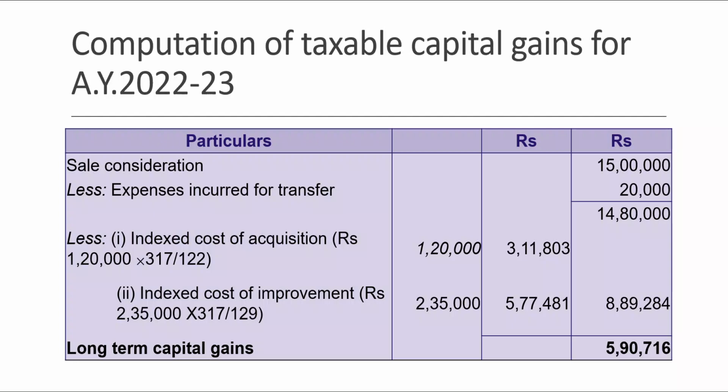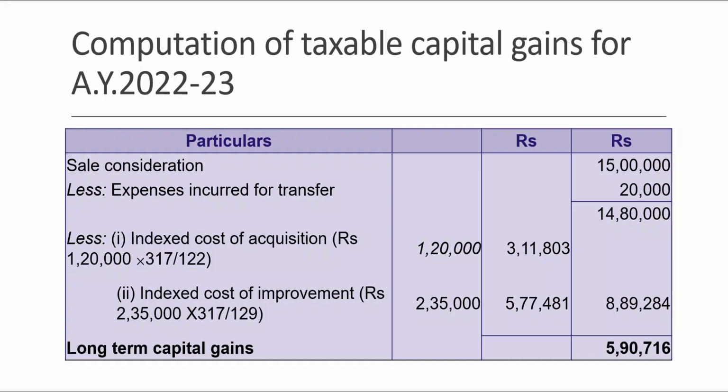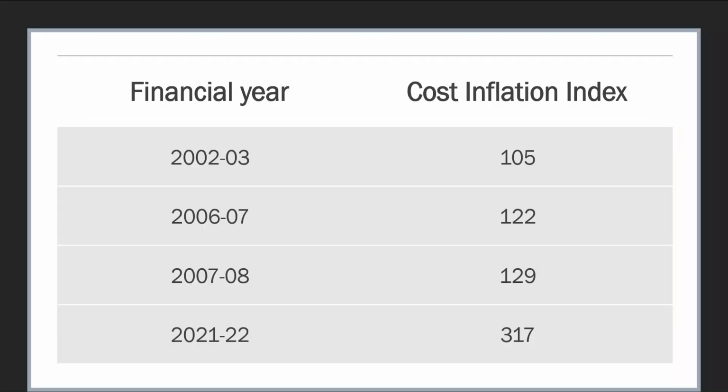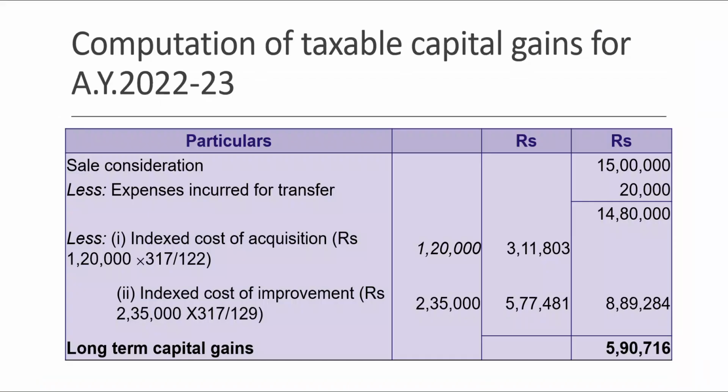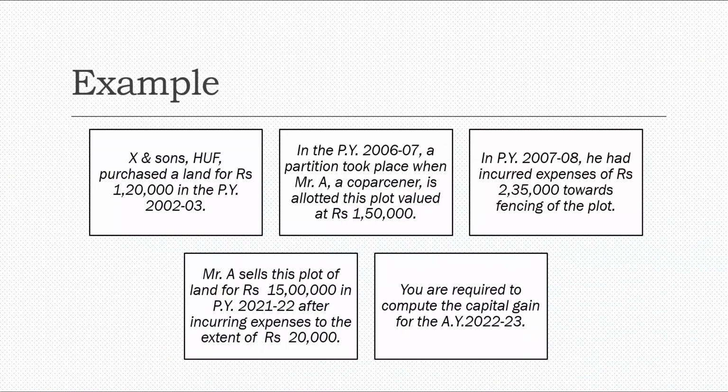Now this will be 317, which is the current index in 2022. Which I have explained here. So the 2021-22 index is 370. And then 122 is the index for 2006-2007 when the partition took place. The land was purchased in 2002-2003, but the partition took place in 2006-7. So the cost of acquisition will be indexed from 2006-2007 and not from 2002-2003 when it was originally bought.